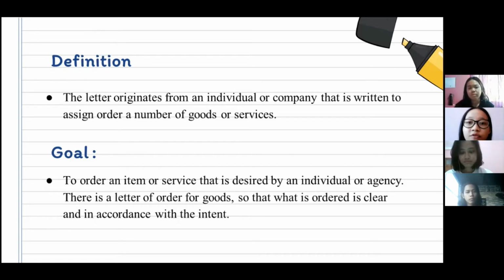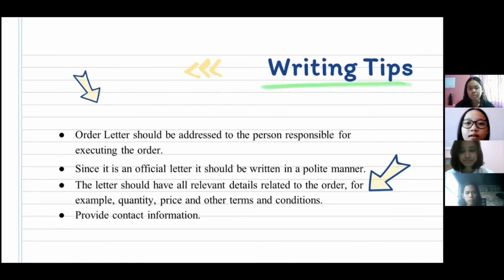There is a letter of order for goods so that what is ordered is clear and in accordance with the intent. This is in order to avoid miscommunication, and the buyer can explain in more detail because there is written evidence by letter. The next one is writing tips.